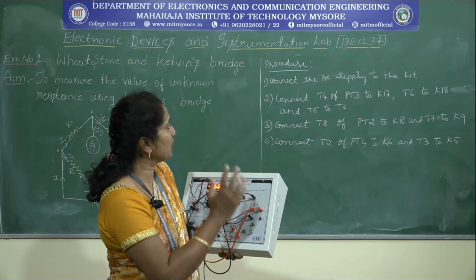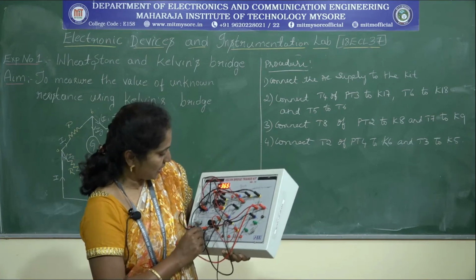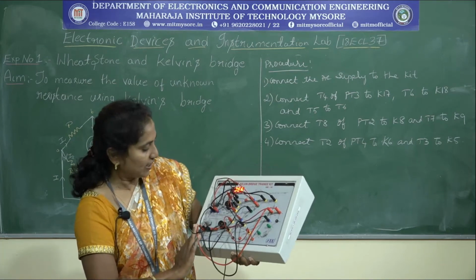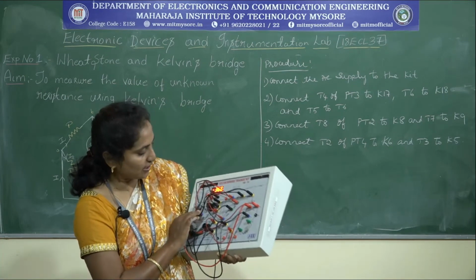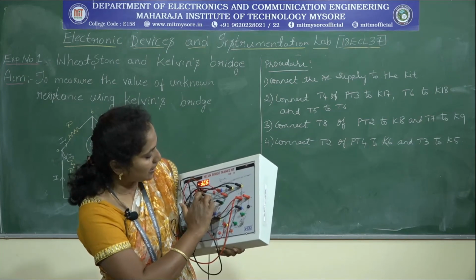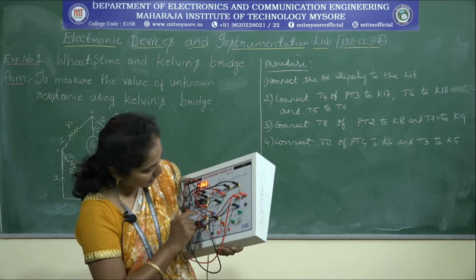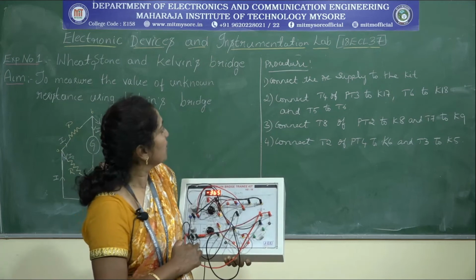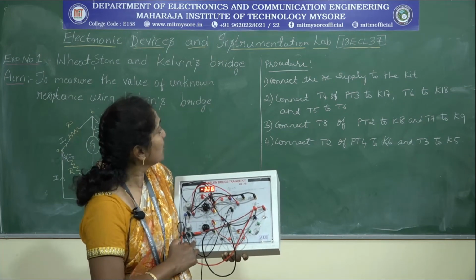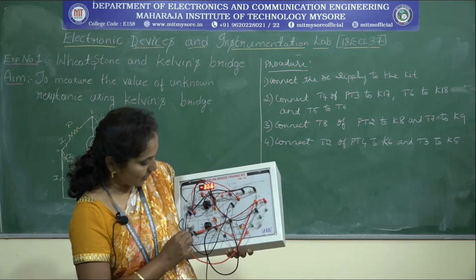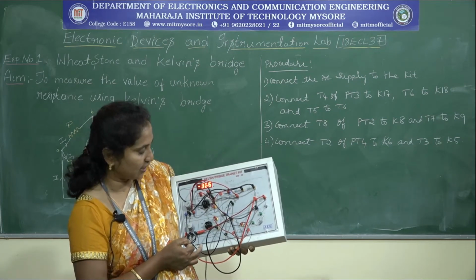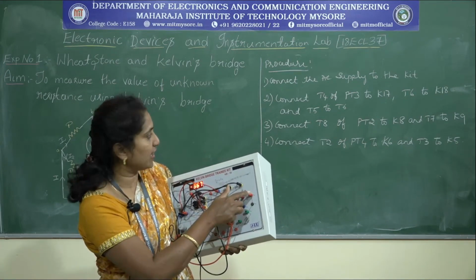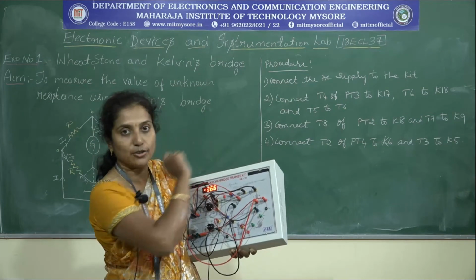And then T5 to T6. So you have to find T5. T1, T2, T3 are here, and here T9, T10, T11 are coming. This is T7 and T8, and this is T4, T5 and T6. Now you have to connect T5 to T6. T5 to T6 is internally connected here, and T6 to K18 I have told you, so K18 you have to connect. The second connection is over.